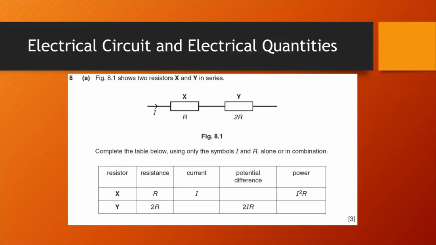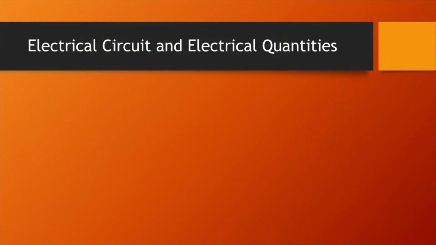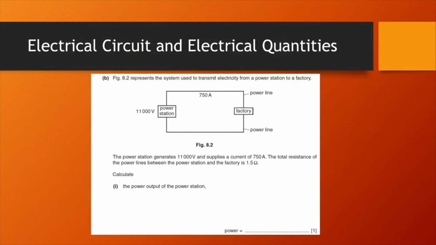Let's continue to question 8b. Figure 8.2 represents the system used to transmit electricity from a power station to a factory. The power station generates 11,000 volts and supplies a current of 750 ampere. The total resistance of the power lines between the power station and the factory is 1.5 ohm. Calculate the power output of the power station.